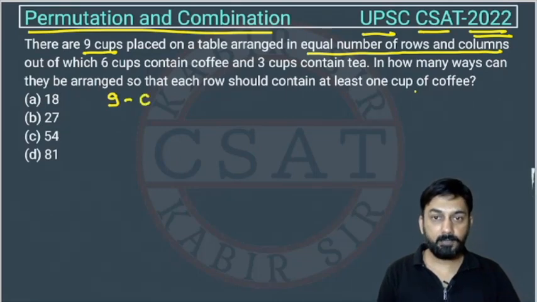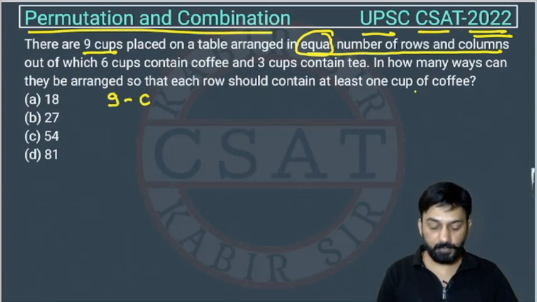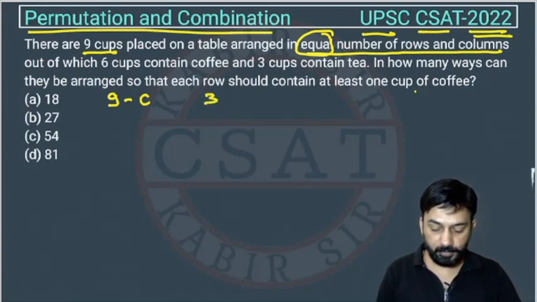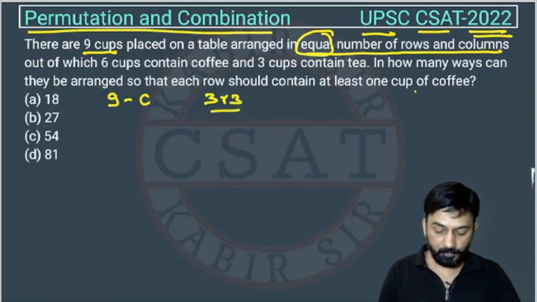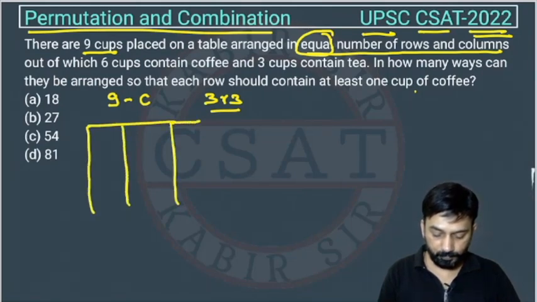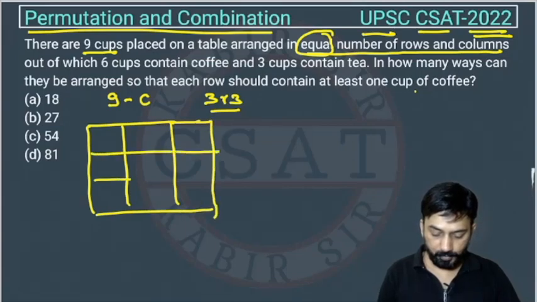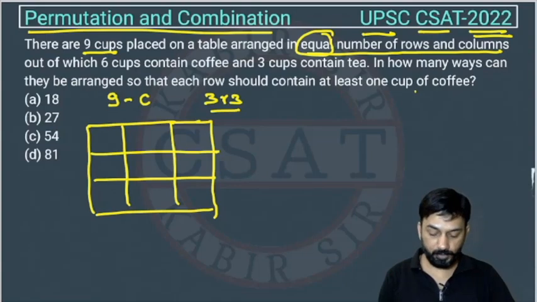So we have to arrange them in equal numbers. Whenever there is an equal number, we have to take the square root of this. So the square root of 9 is 3. So this will be 3 by 3, right? So we will arrange them in the format of 3 by 3. Suppose like this we have to arrange. So this is 3 by 3. Okay, in this we have to arrange 9 cups, right?